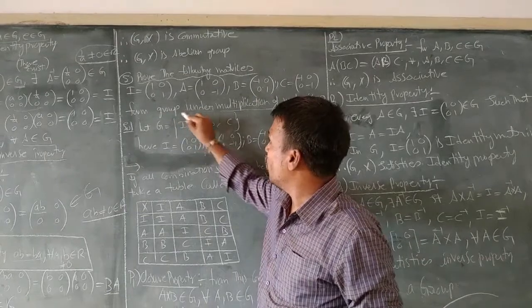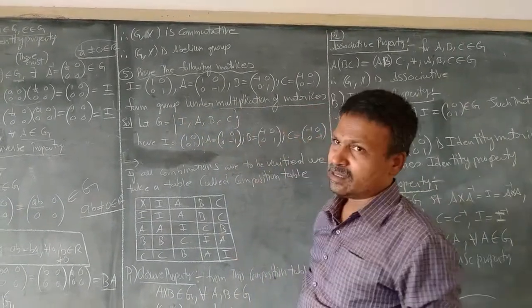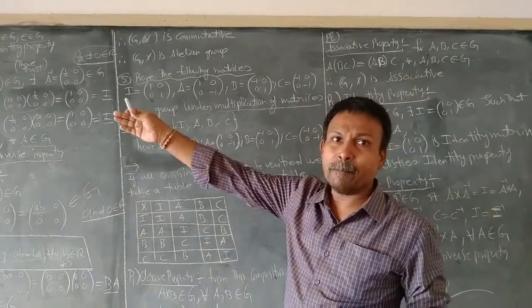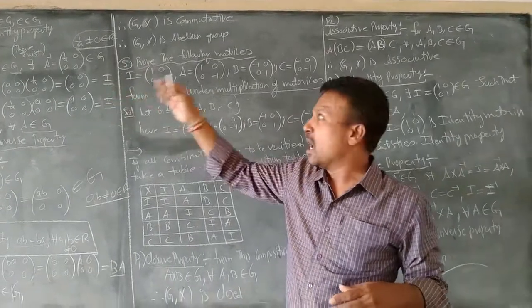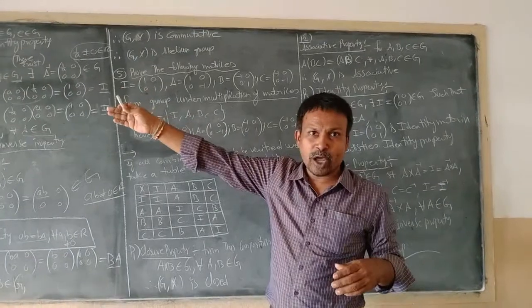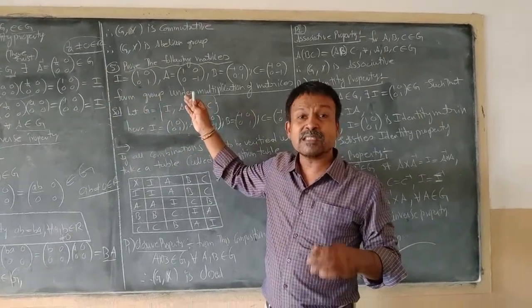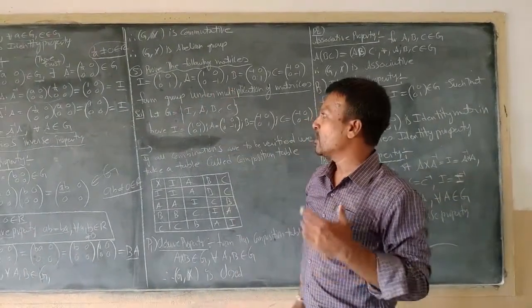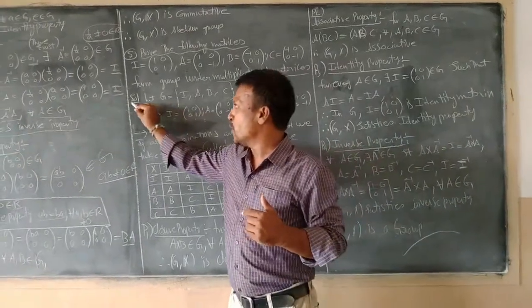The statement is the same when compared to the statement in the 4th problem, but the set is infinite in the 4th problem, while the set of matrices is finite in this 5th problem. So let us go for the solution part.